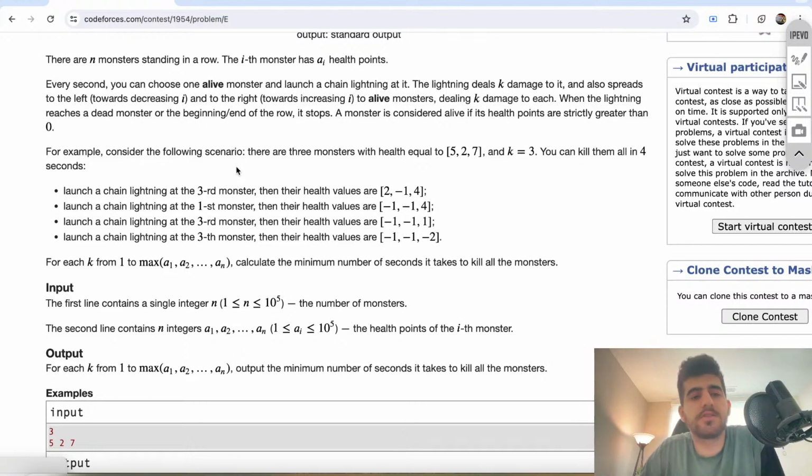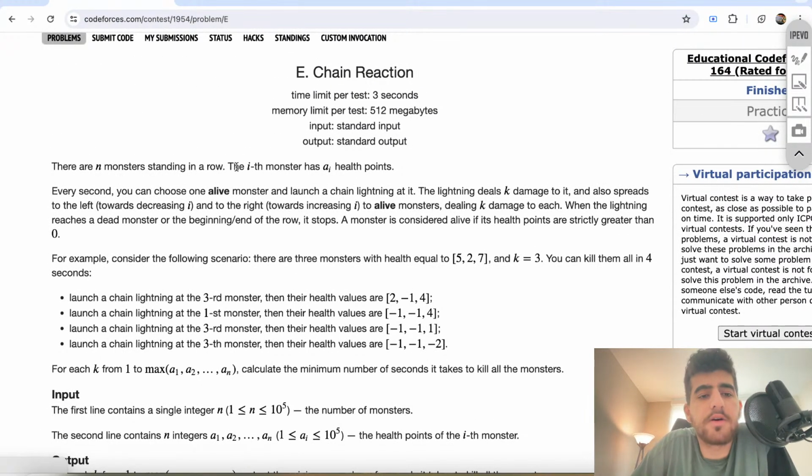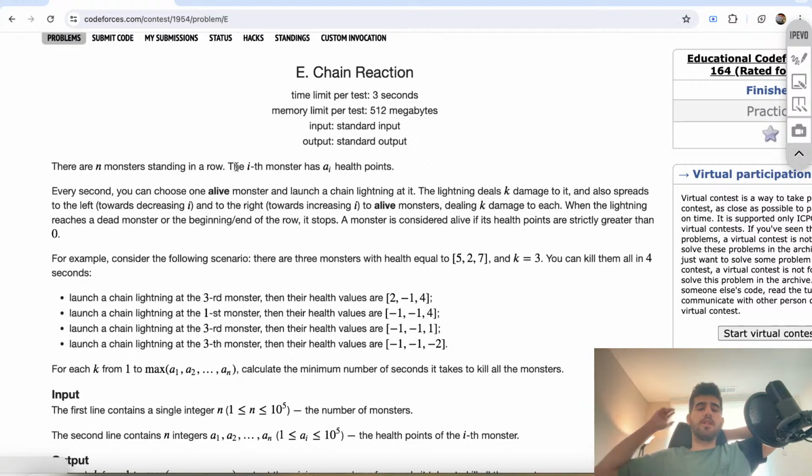Okay. So let's talk about problem E. There are n monsters standing in a row. The monster number i has a_i health points. Every second you can choose one alive monster and launch a chain lightning at it. The lightning deals k damage to it. When the lightning reaches a dead monster or the end of the row, it stops. A monster is considered alive if its health points are strictly greater than 0.